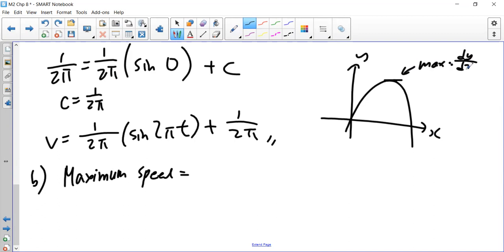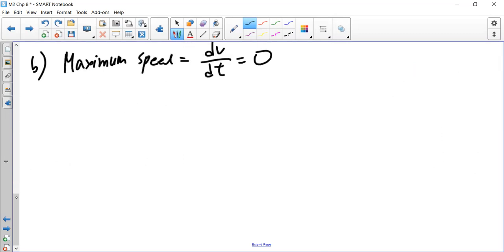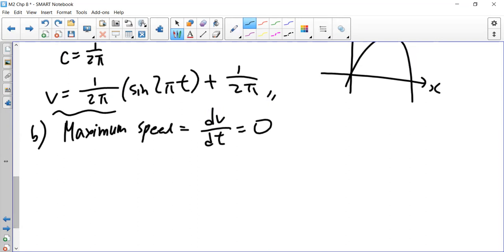do dy by dx equals 0. In this case, to find a maximum speed, I would do dv by dt equals 0. So I will need to differentiate what we've got from part A. Differentiate that, 1 over 2 pi is just a constant, so I'm going to do a 1 over 2 pi. To differentiate sine 2 pi t, I use chain rule.